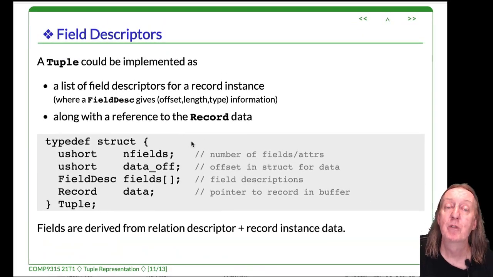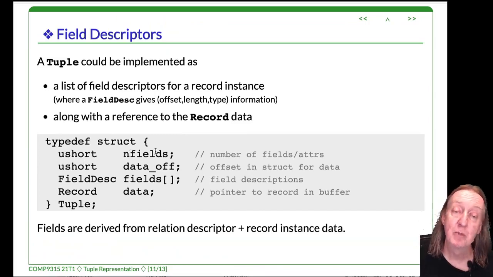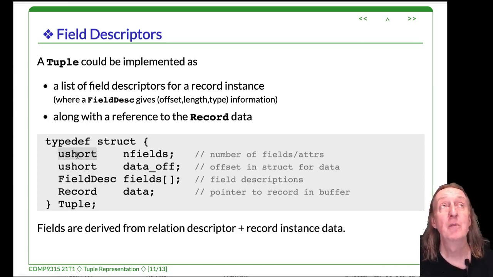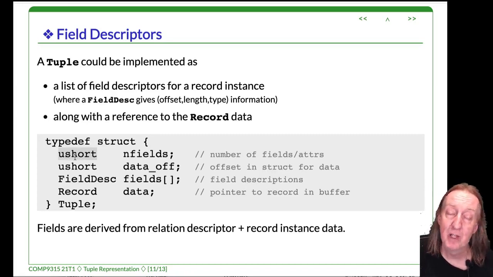Right, so a possible struct could start with a count for the number of fields, and since we're not likely to have 2 to the 32 fields in a table, we could use a short. In fact, we're pretty unlikely to have more than 256 fields, so in theory that could be a single byte value, but let's assume we're going to allow 10,000 attribute tuples.